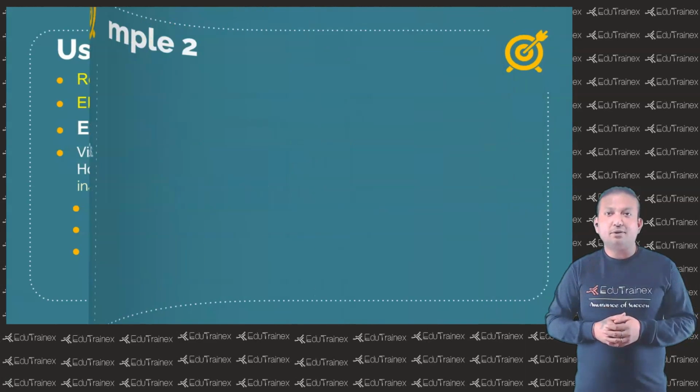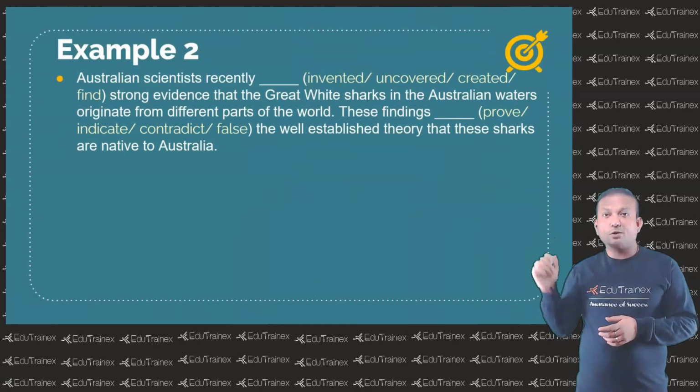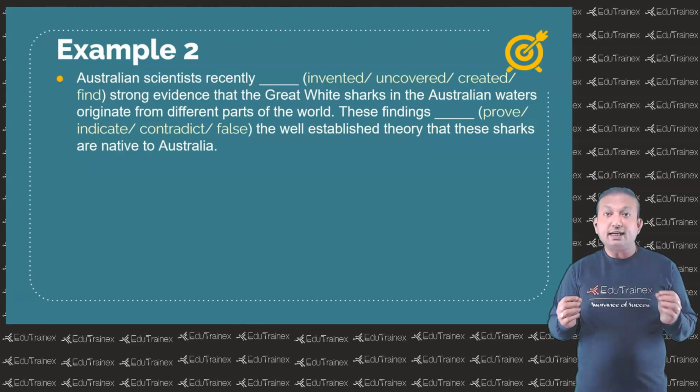Let's do another example together, which has two blanks now. Read the whole text. Australian scientists recently dash strong evidence that the great white sharks in the Australian waters originate from different parts of the world. These findings dash the well-established theory that these sharks are native to Australia.